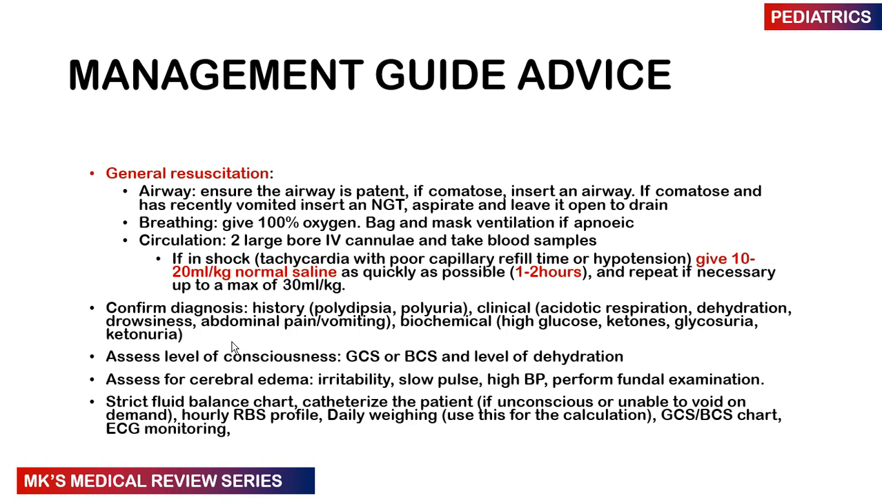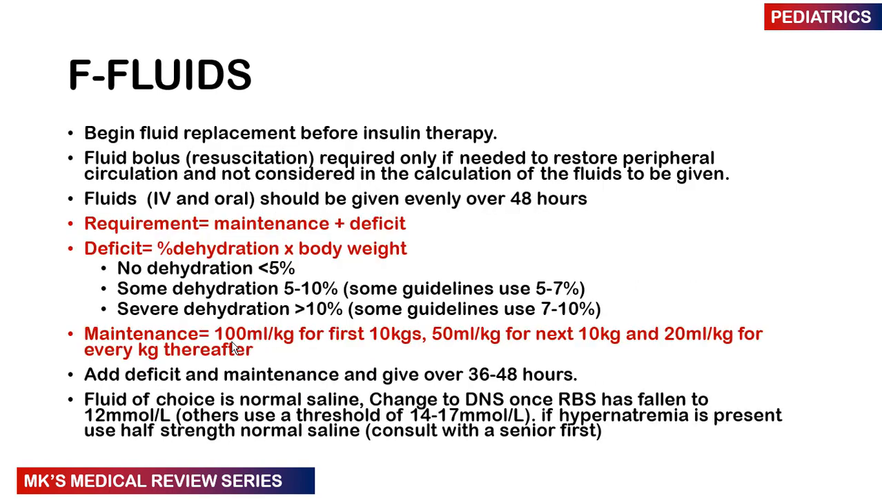Then strict input-output charts. So if the child cannot void on demand, or the person is unconscious, so it's a very young child, catheterize the patient. Monitor their blood sugar hourly. Weigh the patient. Don't use whatever has been recorded before in the other reviews. Weigh the patient currently, because you use this for the calculation. Then open a Glasgow Coma scale chart or a Blantyre Coma scale chart, and of course ECG monitoring.